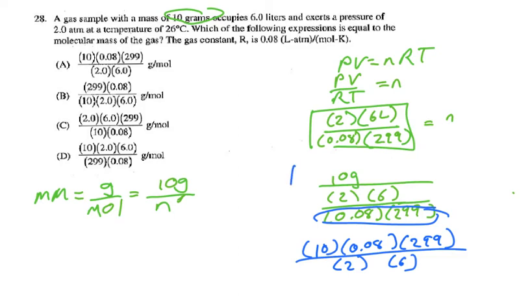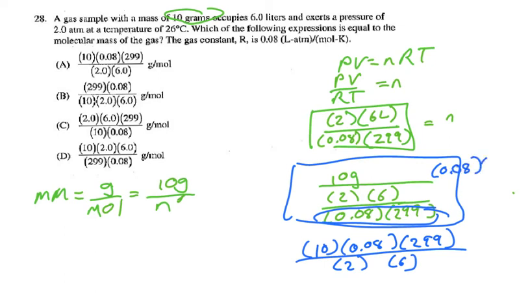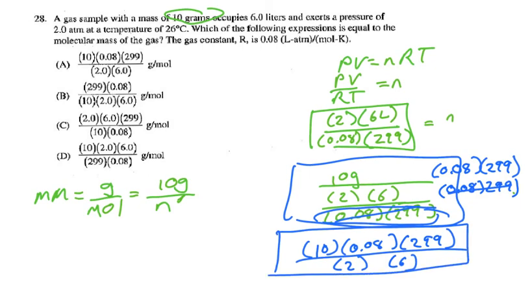If you don't like that rearrangement, though, you could try this. You could multiply everything in the equation on top and bottom by 0.08 and 299 to convince yourself of this. Watch this. If I multiply the top by 0.08 and 299, and I multiply the bottom by 0.08 and 299, well, this will cancel with that, and I'll still have this stuff on top, and you'll notice that we'll get this answer down here. So A should be the answer.